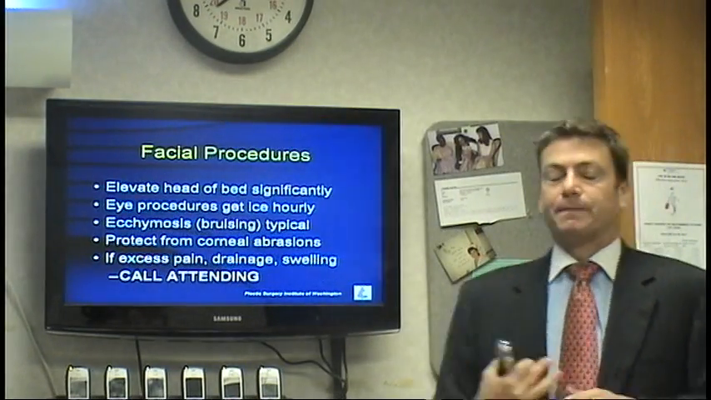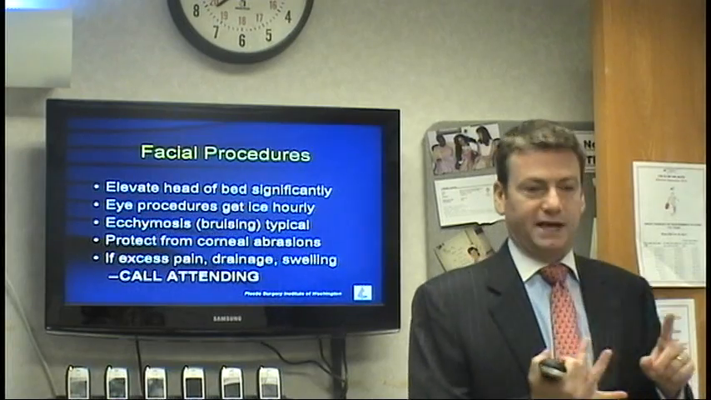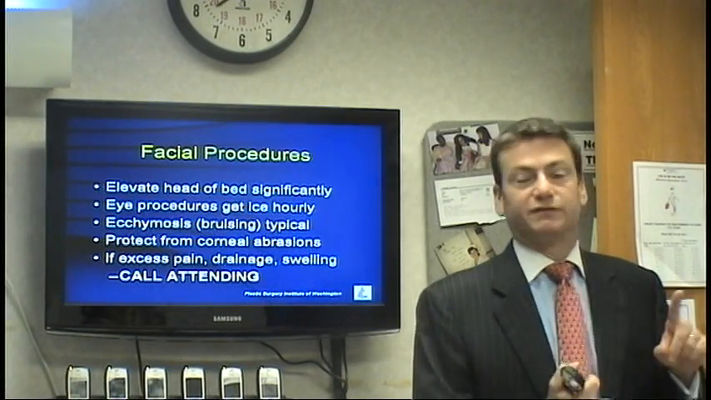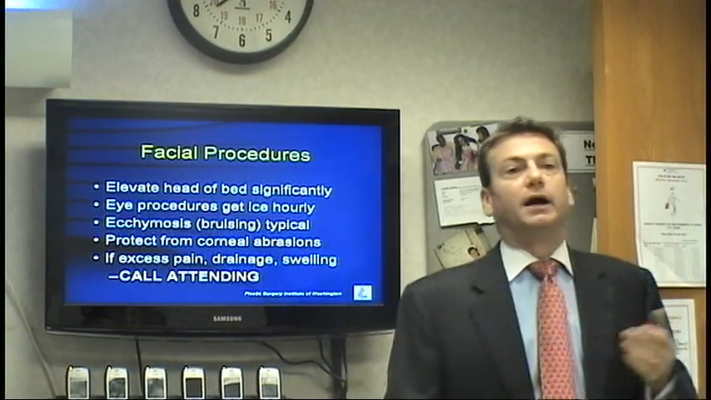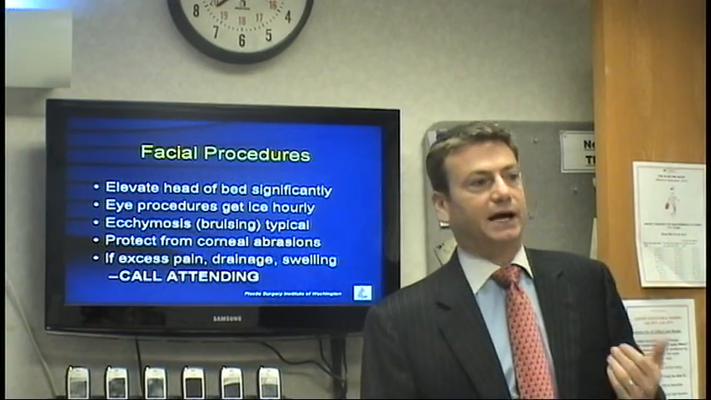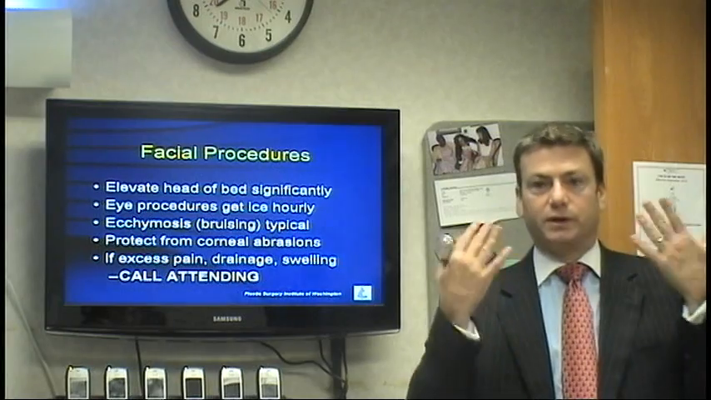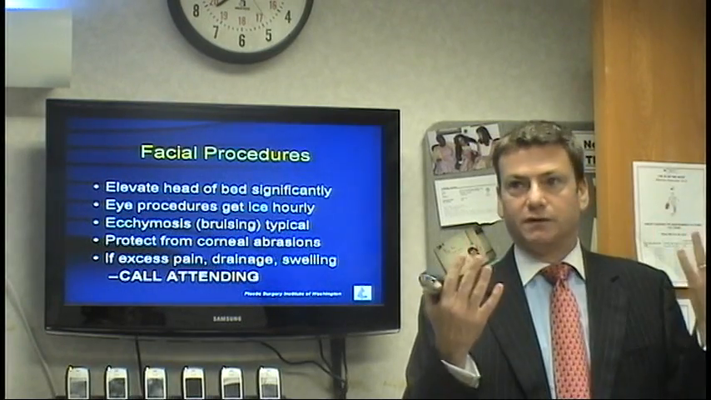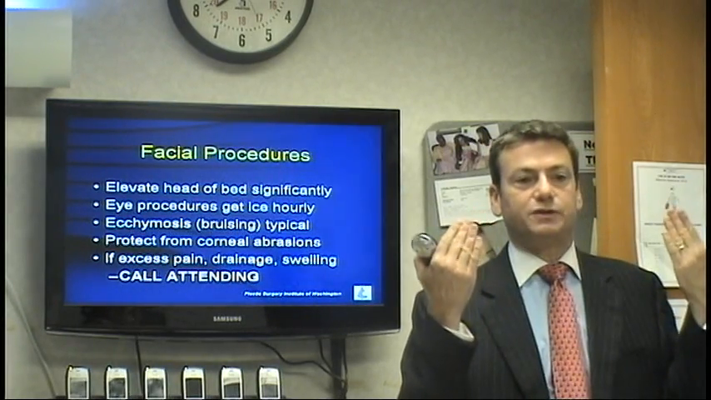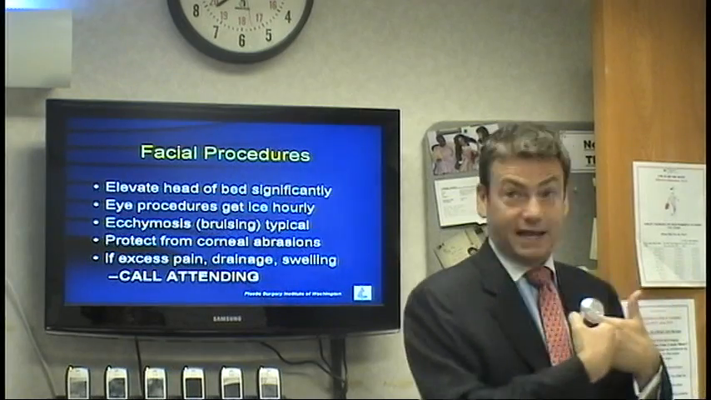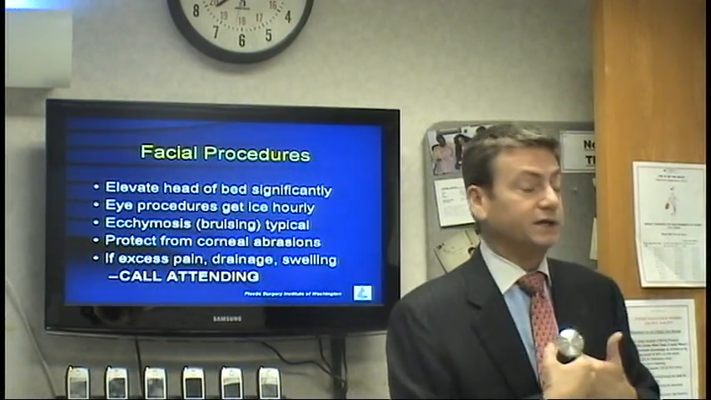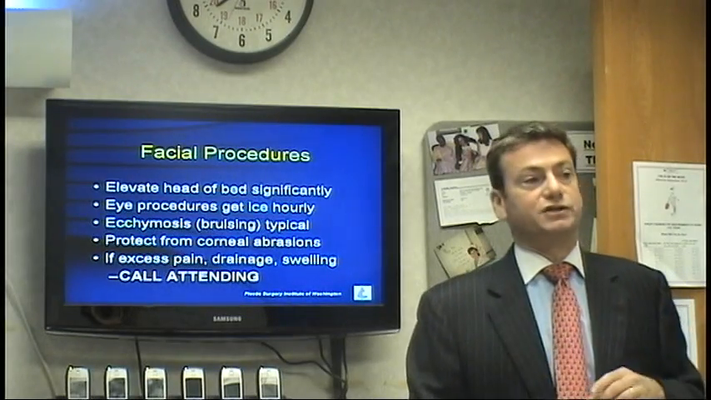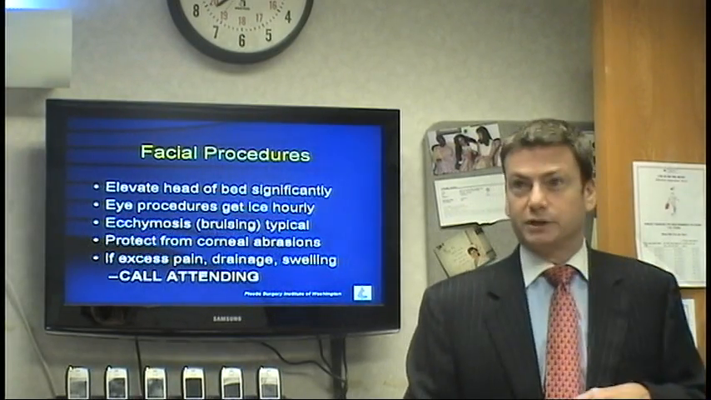Facial procedures. Blepharoplasties, as I said, which are the eyelids, brow lifts, face lifts. You really want to elevate the head of the bed 60 degrees. Those are the main things about that. Ice for the eyes. You want to put ice near the eyes. Gloves are fine, but you want to put something thin between the ice and their skin because you don't want to create frostbite. These are areas that have been undermined. But ice around the eyes will really decrease the bruising, and it's important.